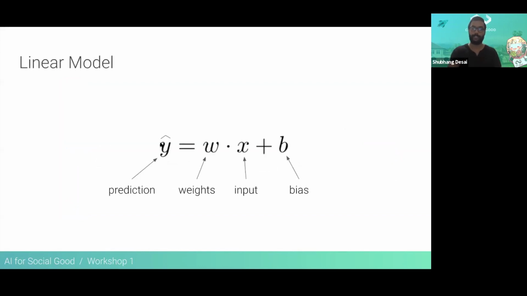And just to be clear, this is our prediction value. These are our weights, the weight vector. This is our input, the word vector. And this is our bias value. This is just a scalar. And this is called a linear model. This is a linear regression model.